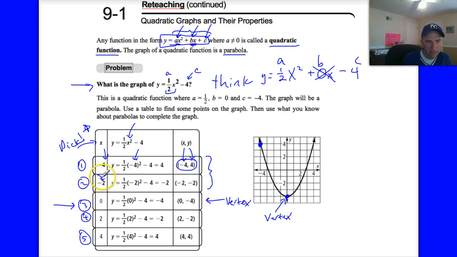Okay, so they did the same thing with negative 2. They put negative 2 in there. Negative 2 squared is... I'm sorry, negative 2 squared is 4, times 1/2 is 2. 2 minus 4 is negative 2. Gives us this point right here. Okay, negative 2, negative 2. So they found those 2 points.